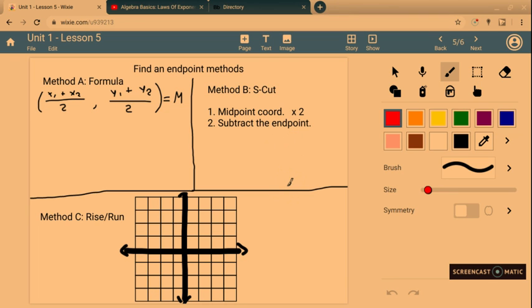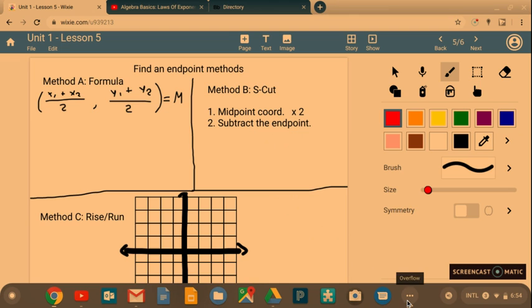All right, last thing is find the endpoint methods. There's 3 methods. I am actually going to cut off the video myself. You will see the midpoint endpoint methods in lesson 5, part B. Just look at that. So, thank you for watching this part.